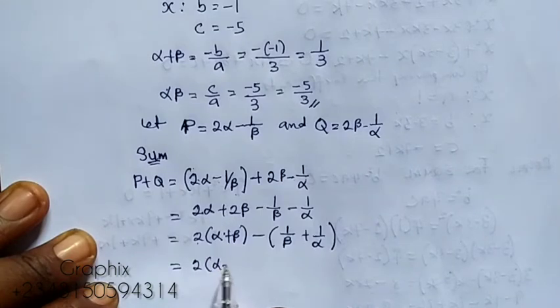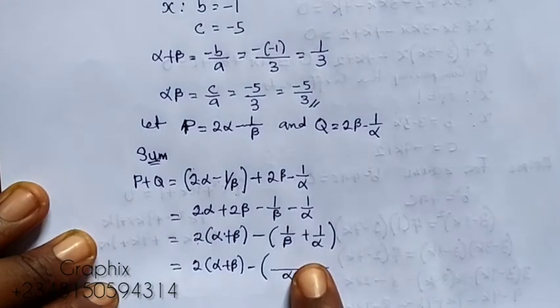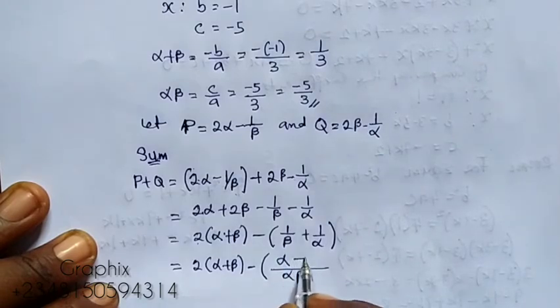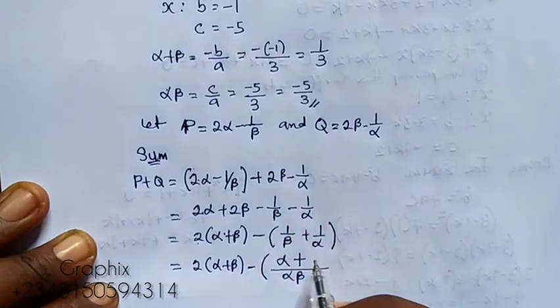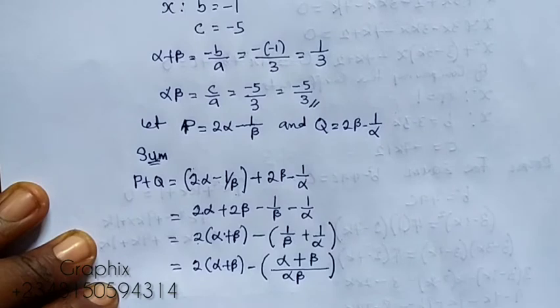So from here, 2 into bracket alpha plus beta minus, I have this, so I'll look for the LCM here. LCM here is alpha beta or beta alpha, any of the two. Beta in here means beta cancels beta, remaining alpha. Alpha times 1 will give you alpha, plus alpha in here means beta cancels alpha, remaining beta. Beta times 1 is going to give us beta. So this is what we are having, right?